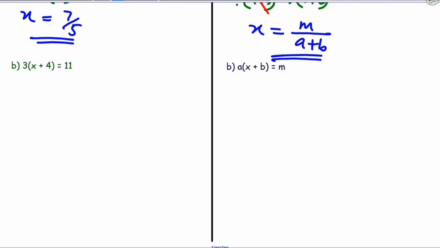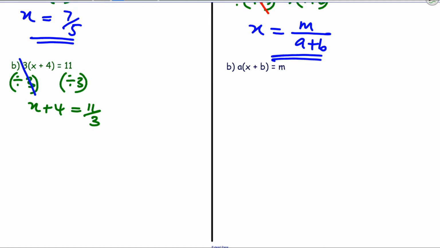On the left, we want to make x the subject of the formula. There are two ways you can do this. The first method is basically dividing by 3, because 3 is multiplied by x plus 4. So we can start by dividing by 3 on the left and dividing by 3 on the right. This is one way of doing it. So 3 divided by 3 is 1, and what you shall end up with is x plus 4 is equal to 11 over 3.